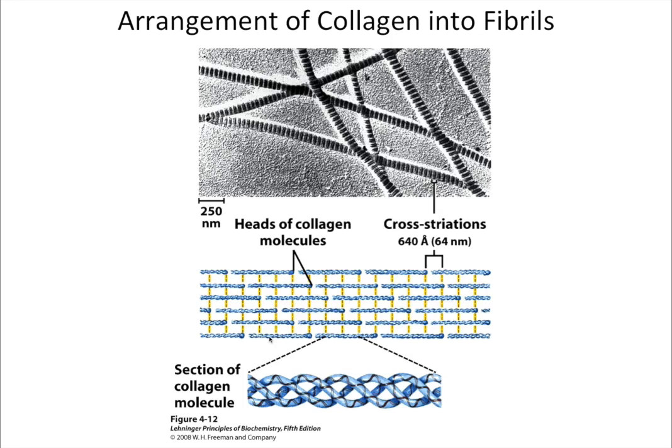So we have a row here of triple helix structure, and then that's connected via crosslinks, which are shown here, to the next row, and then those are cross-linked to the next row. So you're forming this hierarchical structure of collagen.